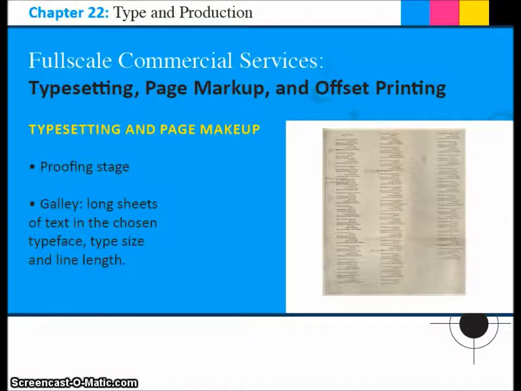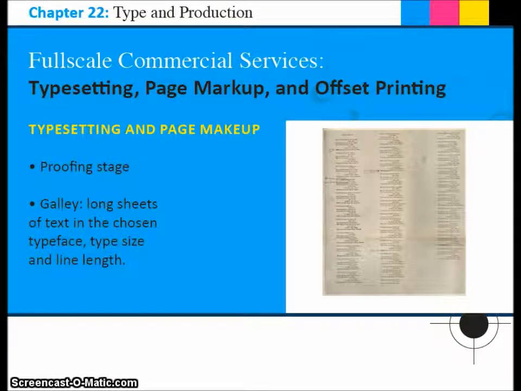Under the full-scale commercial services, we have typesetting and page markup. And this stage is the proofing stage. In this photo, you see what's called a galley, which is a long sheet of text showing the chosen typeface, the type size, and the line length. The goal is to make sure that everything is fitting in proper order, that we don't spill over onto a new page, because we don't want to have to purchase a whole other page when we're only going to be cutting out one folio from that whole sheet.